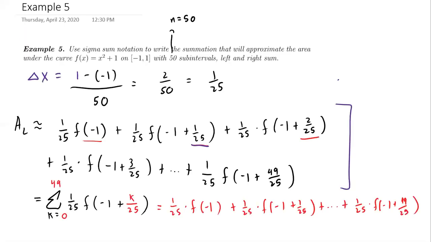Now, for more practice, let's do a right endpoint. As before, to find the endpoints for the right, you just need to find the first one in the first subinterval and add change in x. So what's the first subinterval? Remember, we have the interval negative 1 to 1. We're dividing it into 50 subintervals. All I'm interested in is the first one. So for the first right endpoint, we have to find what negative 1 plus change in x is. So negative 1 plus 1 over 25.